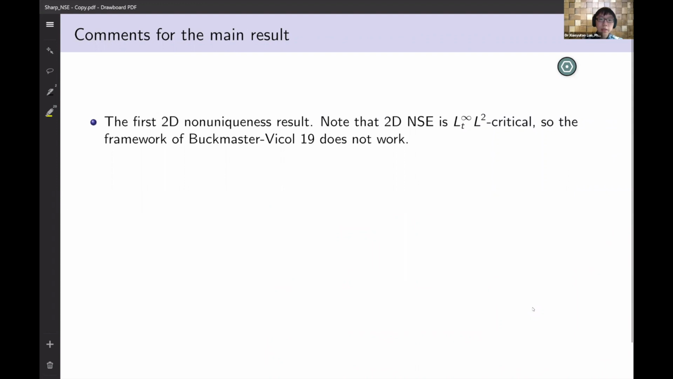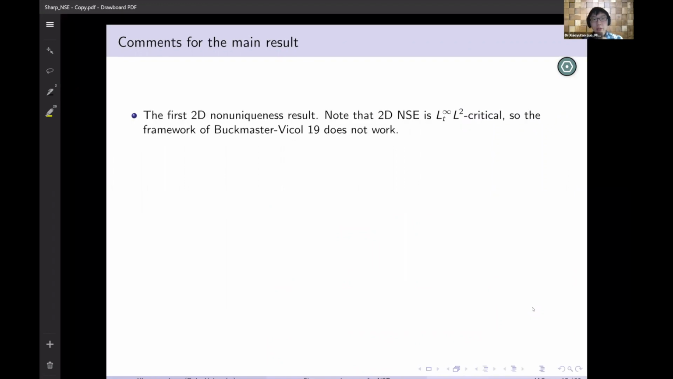So here are some comments for the main result. This is the first 2D non-uniqueness result. So in 2D, weak solutions solving the Navier-Stokes in the distributional sense are not unique. And you may notice the 2D Navier-Stokes is L infinity L2 critical. So if you just apply the framework of Buckmaster-Vicol, it does not work, because their theorem says uniqueness in C L2, which contradicts this criticality of 2D Navier-Stokes.